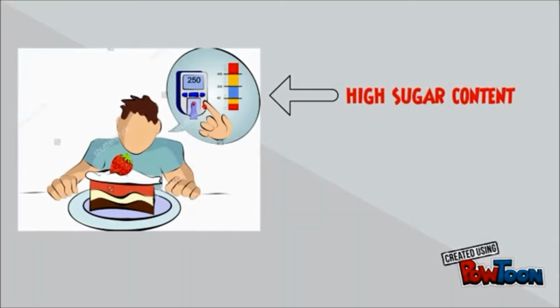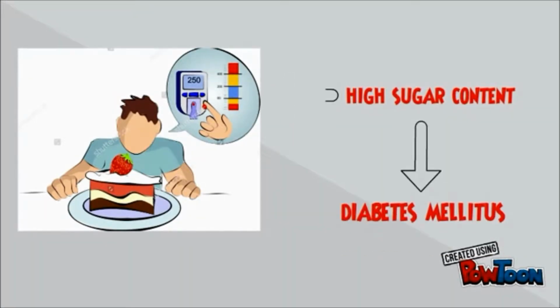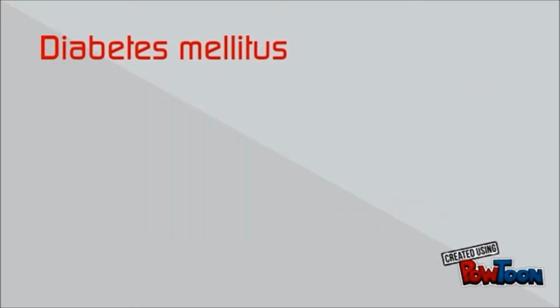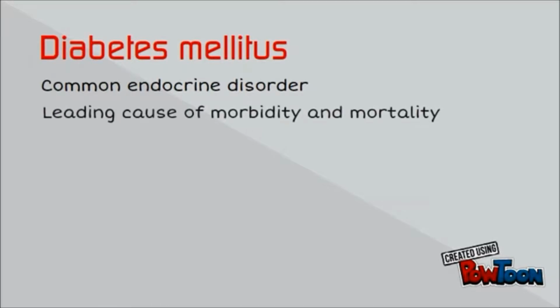Did you know you are exposing yourself to the risk of getting diabetes when you have high sugar intake in your daily diet? Diabetes mellitus is the most common endocrine disorder of carbohydrate metabolism. Worldwide, it is a leading cause of morbidity and mortality and a major health problem for most developed societies. The prevalence of diabetes continues to increase.